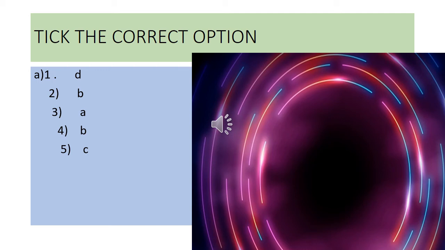Page number 22. First question, tick the correct option. The best way to recover sugar from sugar solution is crystallization. Answer D. Which of the following is not a mixture? B, air. Which of the following cannot be separated using water as solvent? Potassium permanganate. The fourth one, the components of iodine and potassium chloride mixture can be separated by sublimation. So the answer is B. Solid-liquid mixtures are not separated by fractional distillation. So the answer is C. Mark that.